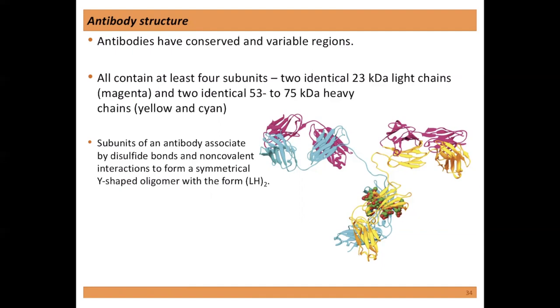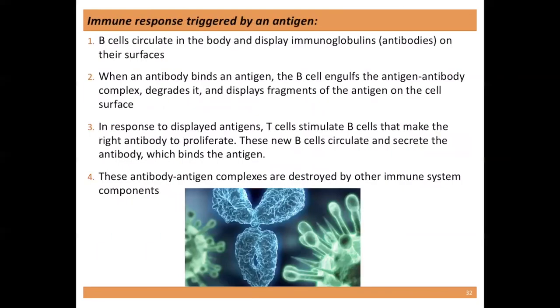identical and referred to as light chains, and those are what are colored in magenta. And then you have 2 identical heavy chains. Those are, in this case, yellow and cyan. And the subunits of an antibody associate by disulfide bonds, and we'll show you those. And they end up in kind of this Y conformation. So that's why I had this picture here, and you can see that it kind of has a Y conformation. And so the light chains are going to be found up here, and the heavy chains are going to extend all the way down.